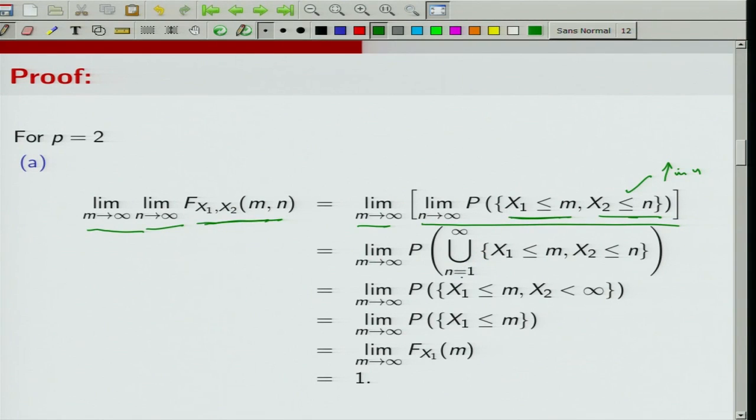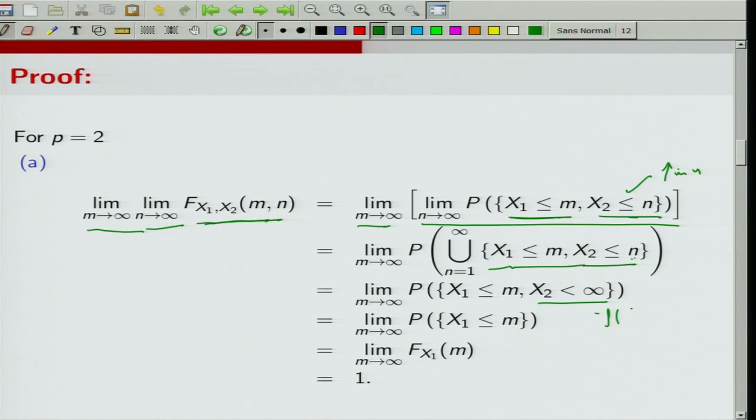So, this becomes the union n equal to 1 to infinity of x1 less than or equal to m, x2 less than or equal to n. If I consider a union of these events, what is happening? I can go as near to infinity as I wish. Not a very precise statement, but what I am saying is I can make this n as large as I wish by taking enough number of unions. So, in a sense, this will be the same as limit m going to infinity, probability x1 less than or equal to m and x2 less than infinity.